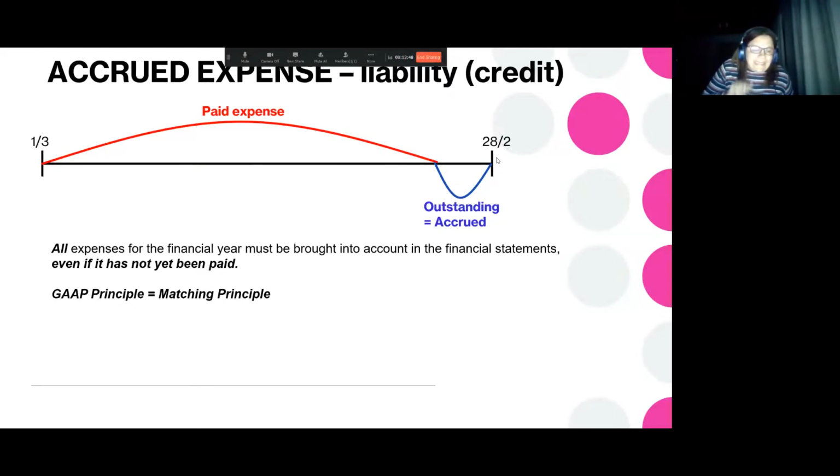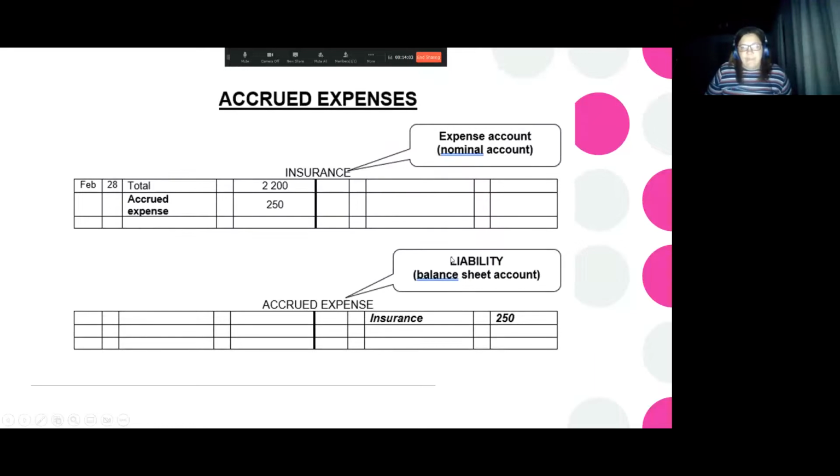It could be for any expense, water, electricity, rent expense, insurance, any expense account. And if I have not yet paid it, I owe that amount, therefore accrued expense is a liability. When I record accrued expense, I will debit the expense account. So for this example, we've debited insurance and I credit accrued expense as it is a liability.